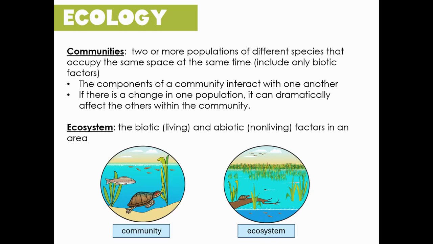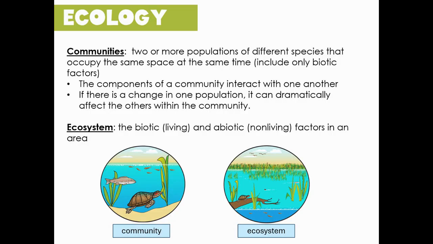Communities: these are two or more populations of different species that occupy the same place. Now, this only includes your biotic factors. So these are living or once living factors in an ecosystem. The components of a community are going to interact with one another, and it is important to know that if there is a change in one population, it can dramatically affect the others within the community. So communities do focus on biotic factors.